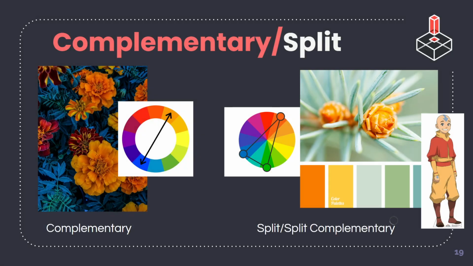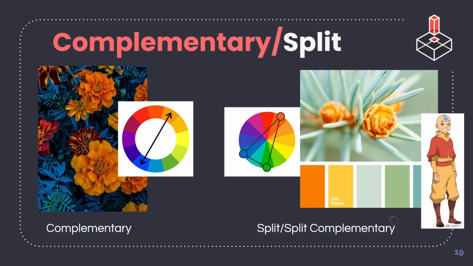So, first one, we're talking about complementary and split complementary because they kind of go together. Complementary colors are the ones that are on opposite sides of a wheel. So complementary colors will be orange and blue, or red and green, or yellow and purple. They are opposites of each other, and they look really striking and strong next to each other.